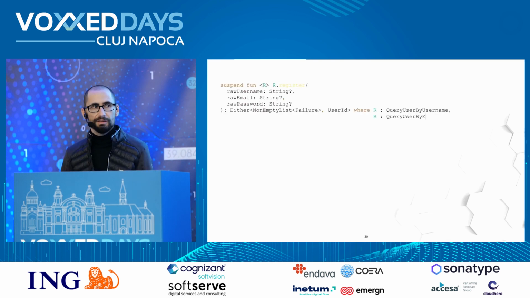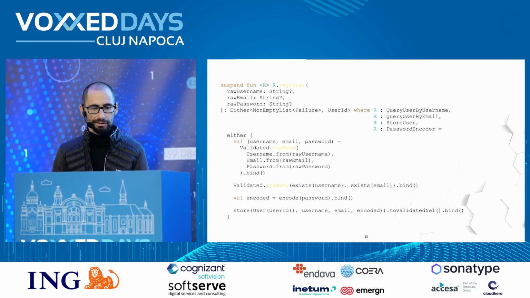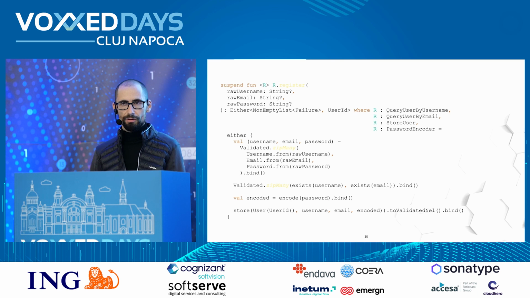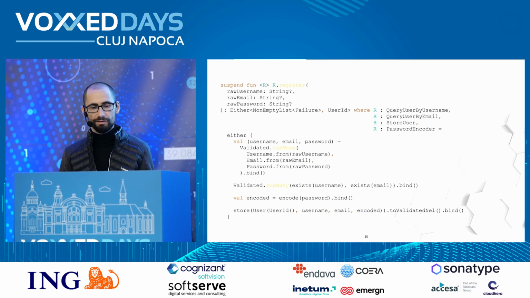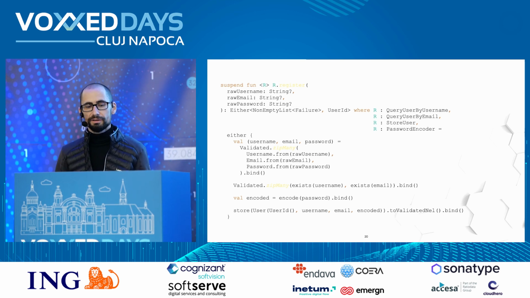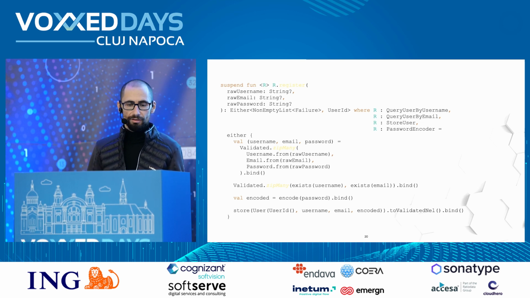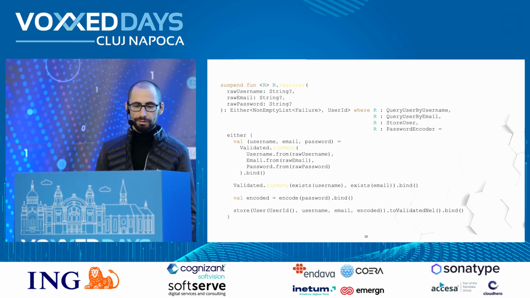Now that we've seen this, our register function put together is going to look like this. So first of all, we're validating that the username, email, and password are valid from a business perspective. Then we are validating that they are not present inside our system. If an error occurs here or multiple errors occur here, we're going to accumulate all these errors together and give them back to the user.